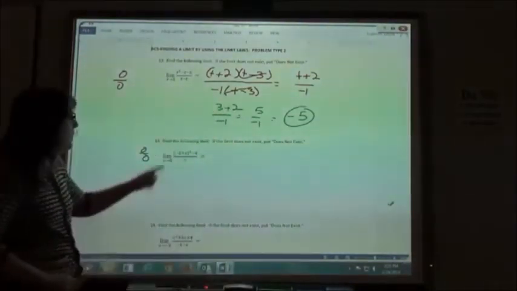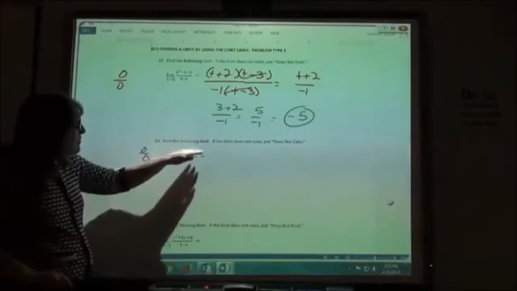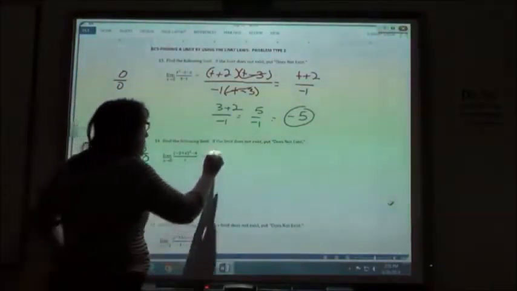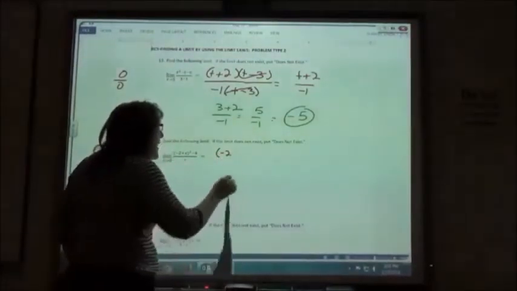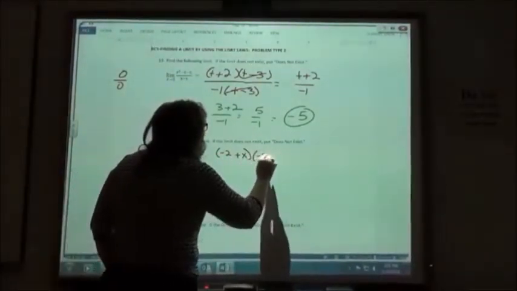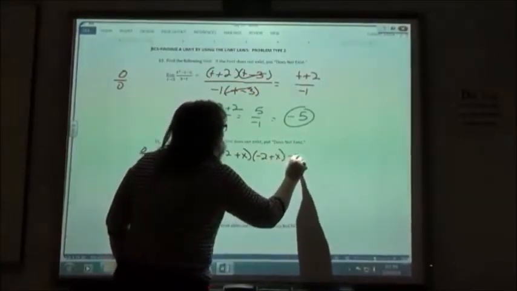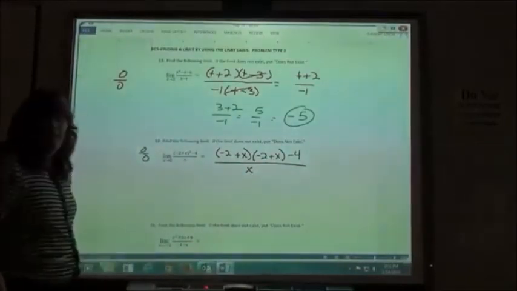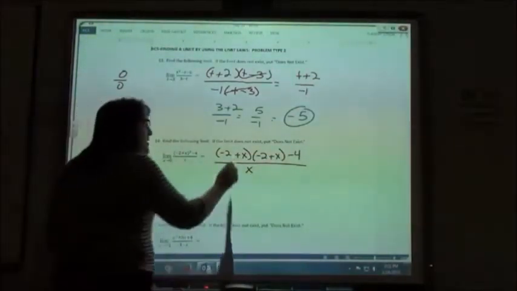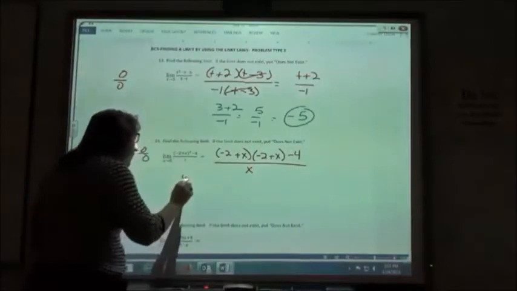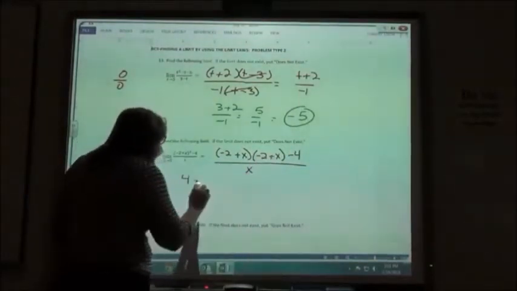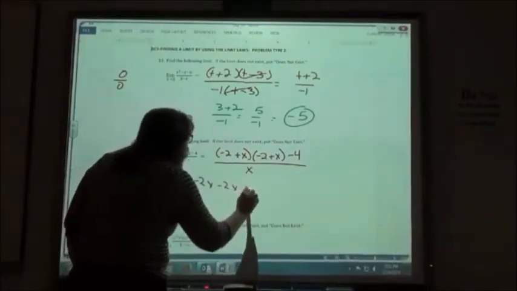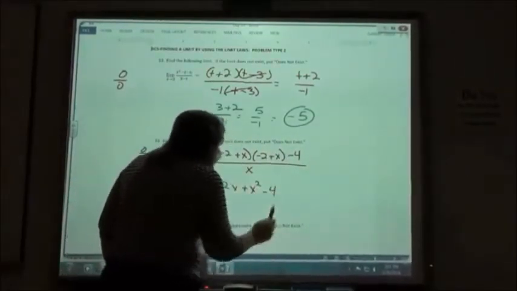Well, this one, I've got this expression, so to simplify it, I first of all have to square my negative 2 minus x. So I'm going to take negative 2 plus x, negative 2 plus x times another negative 2 plus x, minus my 4, all over x. So I'm going to FOIL that out and simplify my fraction if I can. So negative 2 times negative 2 would be 4. Negative 2x. Another negative 2x in the middle. x times x is x squared, minus 4.